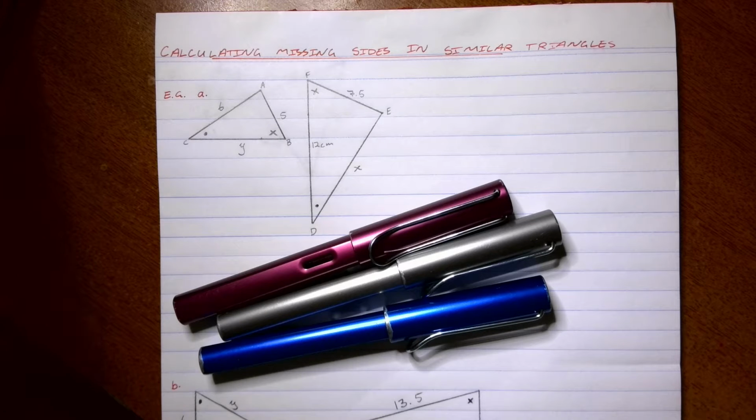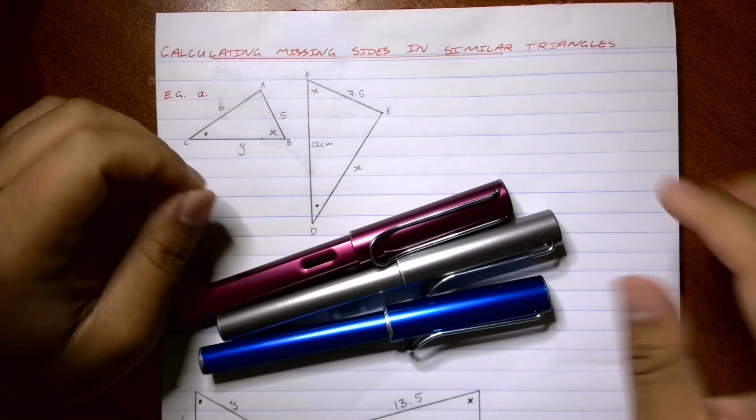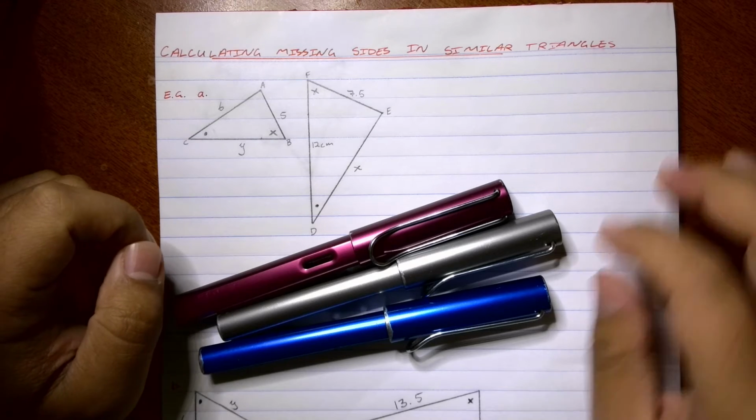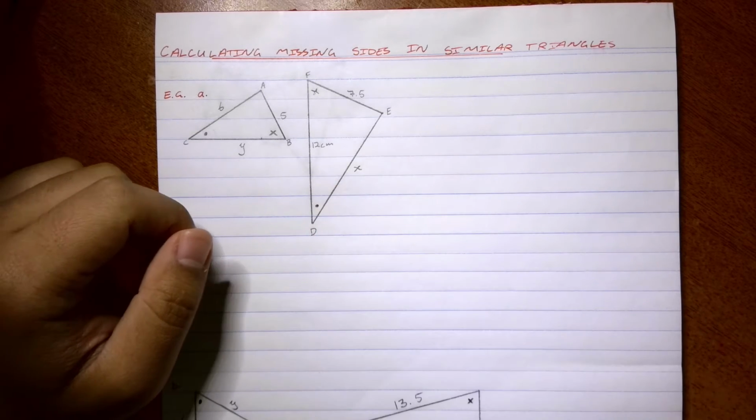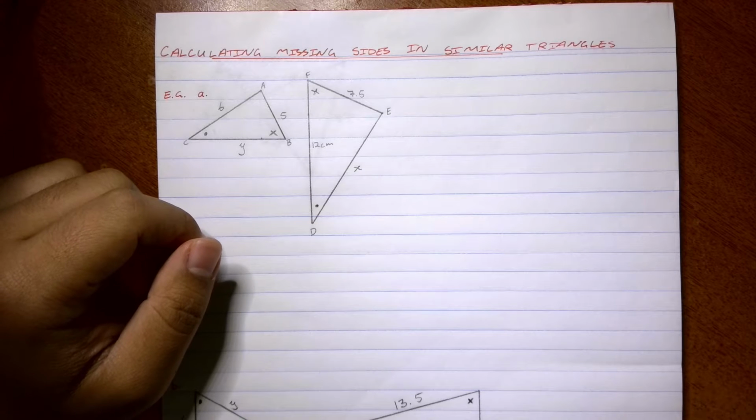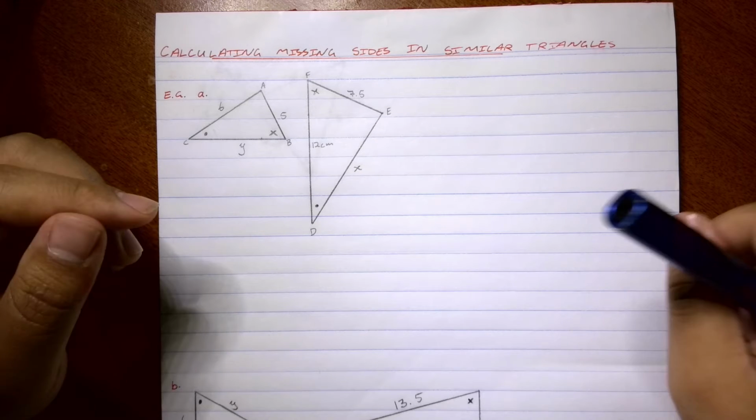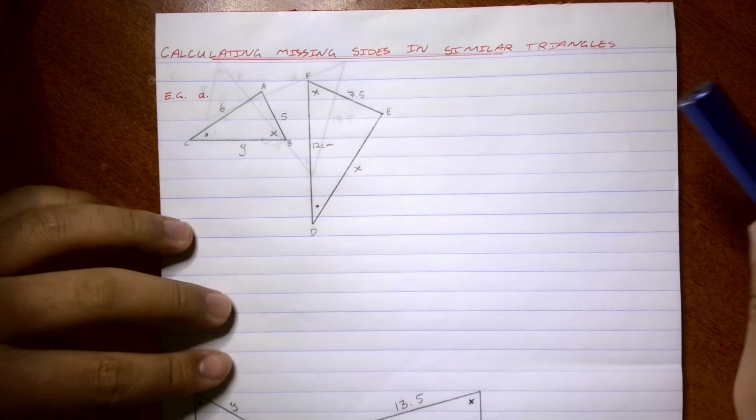Hello class, this is a video tutorial on calculating missing sides in similar triangles. The main principle that will be used here is the idea of proportion. In this video I'm going to be doing 3 examples, and in all 3 I'm going to be doing 2 different methods to solve the same problem.